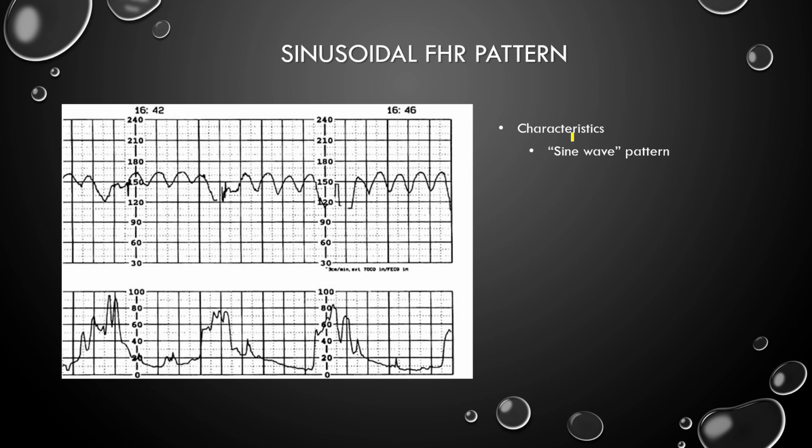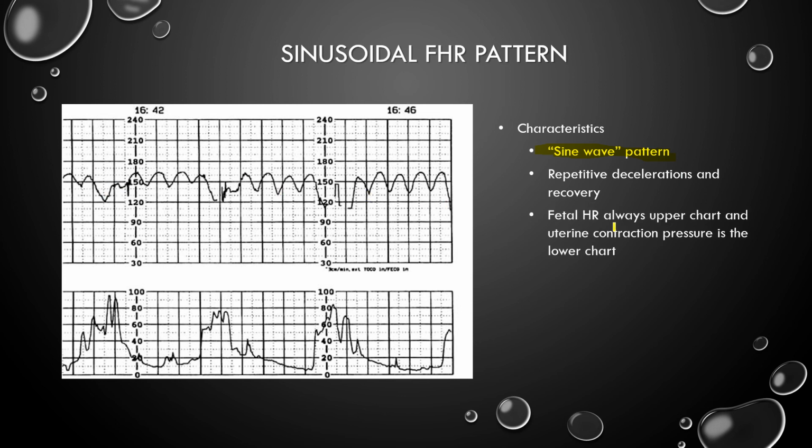So what are some characteristics? The sine wave pattern, the up and down pattern, that's a key feature of this. And you have repetitive decelerations and recovery. So it's coming down, going up, coming down, going up. But you always want to make sure that when you read these different graphs, you remember that the fetal heart rate is always on top and the uterine contraction pressure is on the bottom.